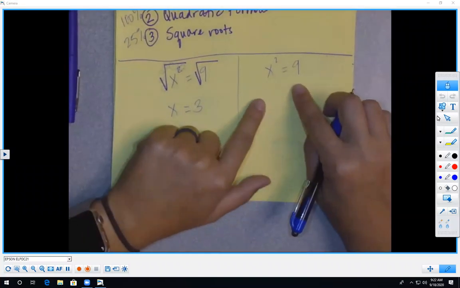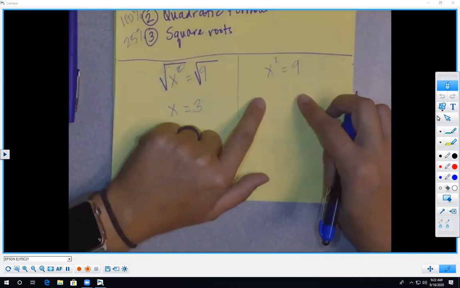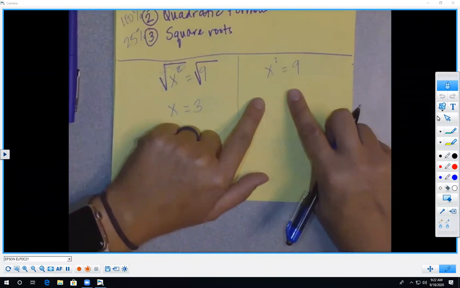Let's look over here at this one. Same problem. I'm going to solve this a different way. I want to solve this one by factoring. To solve it by factoring, it has to equal 0. How am I going to make this equal 0?